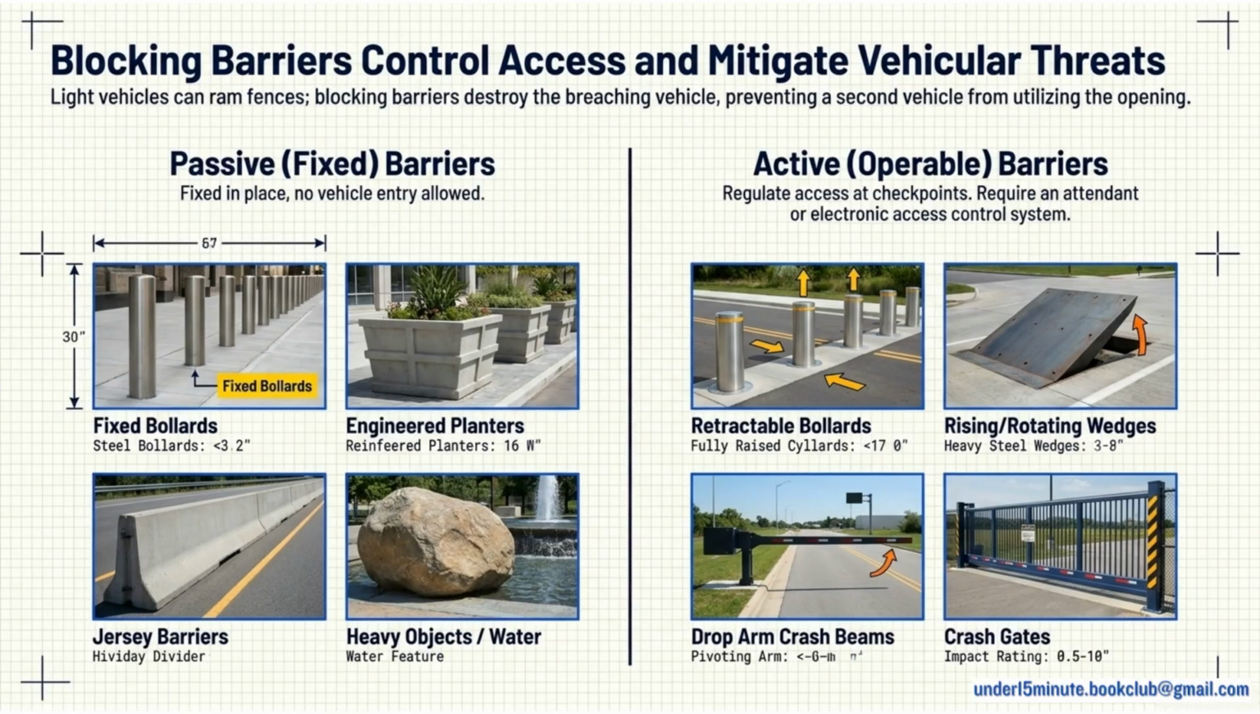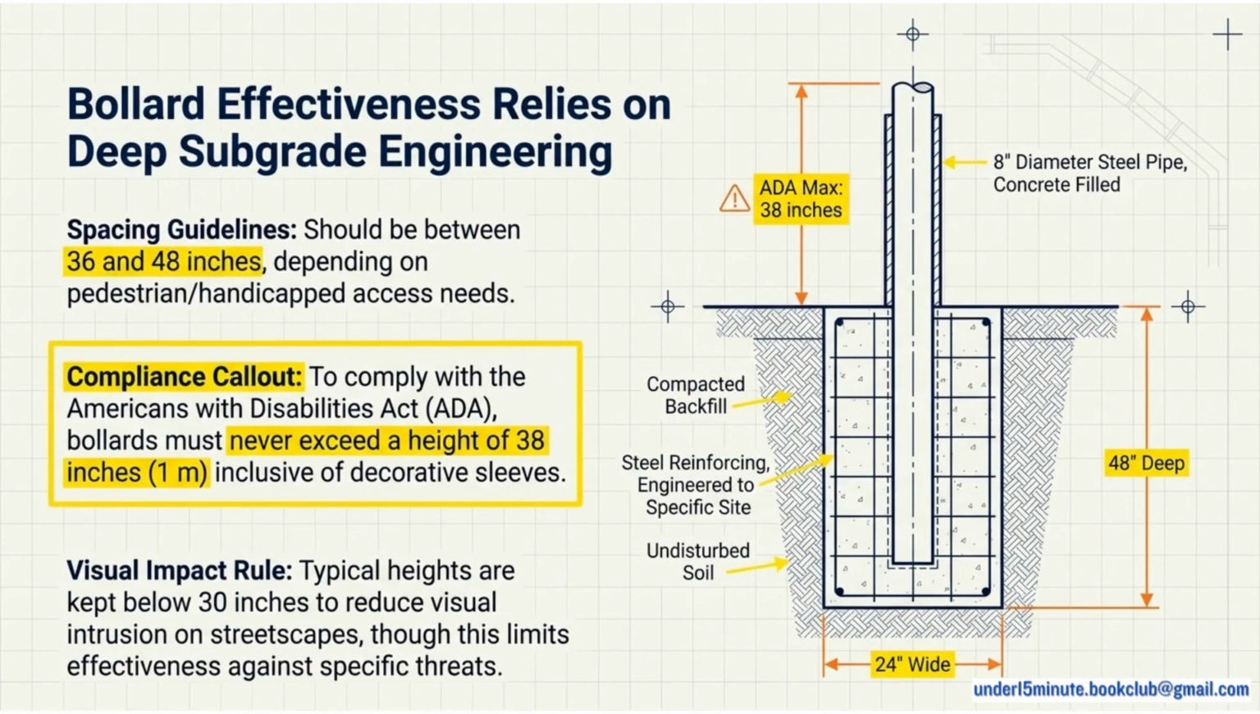Passive barriers, such as fixed bollards and jersey barriers, are fixed in place. Active barriers, like retractable bollards and rising wedges, regulate access at checkpoints and require an attendant or electronic system. Bollard effectiveness relies on deep subgrade engineering. Spacing should be between 36 and 48 inches. To comply with 8A, bollards must not exceed 38 inches in height. Typical heights are often kept below 30 inches to reduce visual intrusion.